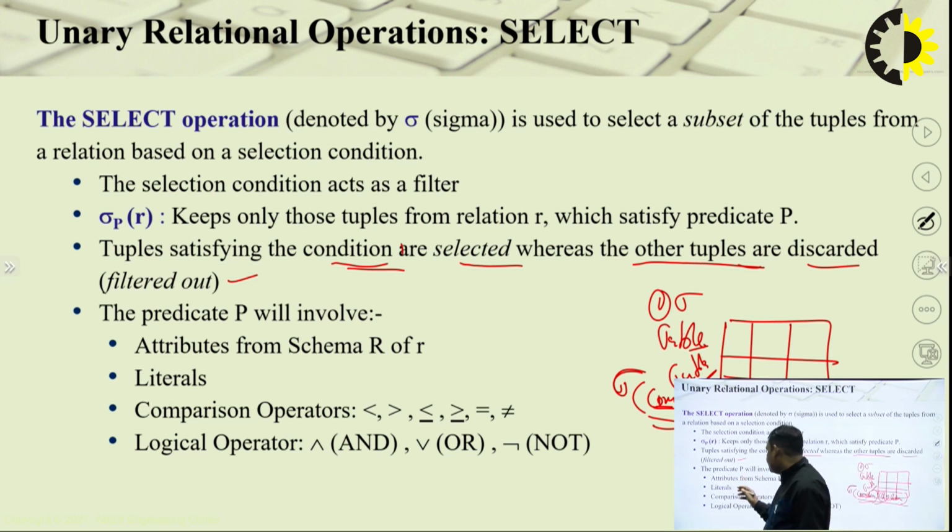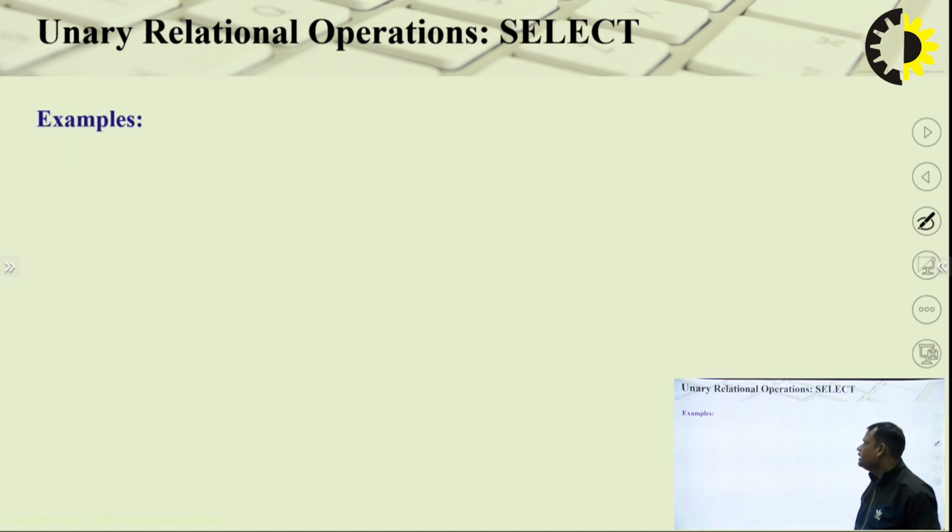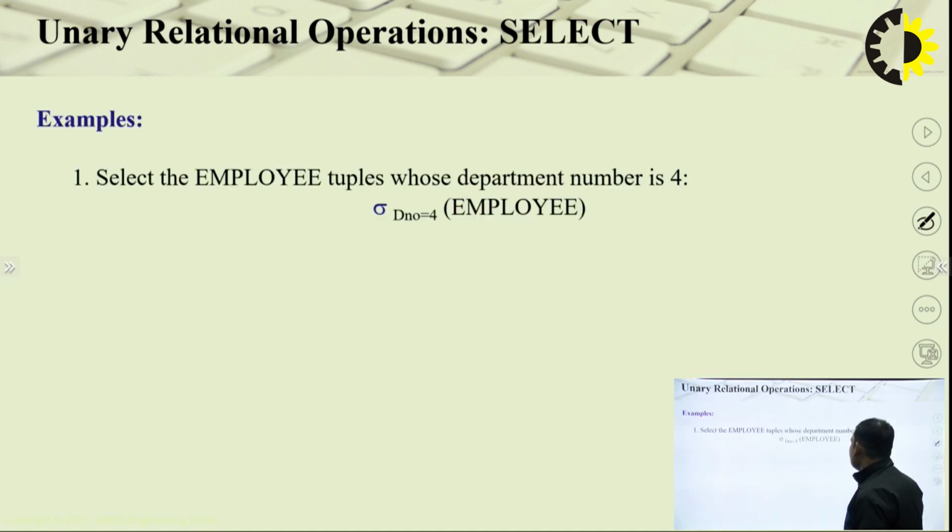A predicate consists of attributes of the relation, literals, and comparisons: less than, greater than, less than or equal to, greater than or equal to, not equal to. For logical conditions, AND, OR, and NOT operations are used. For example, select the tuples of employee where department number is 4. The notation is sigma, department number equals 4, and the relation name is employee, the table name.